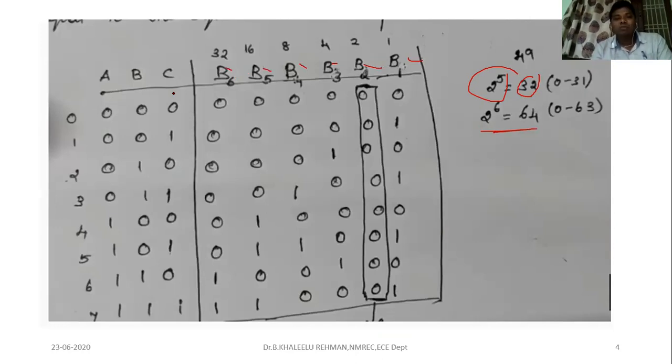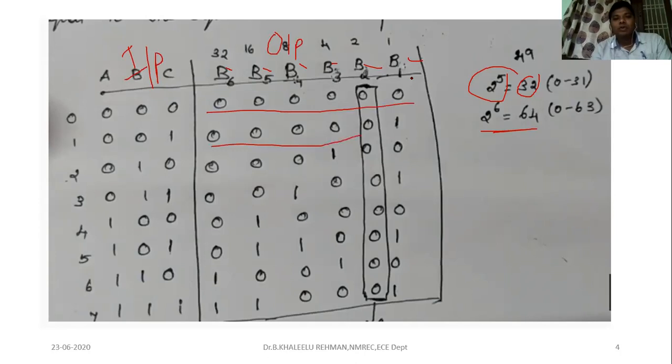These are the outputs. These are my inputs, and these are my outputs. This entire thing is my outputs. So the inputs are 0 to 7. These are all the possible combinations of the inputs, and outputs are 0 square. 0 square is entire 0. 1 square is 1 itself.